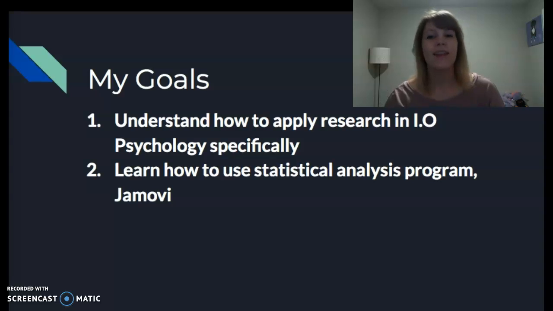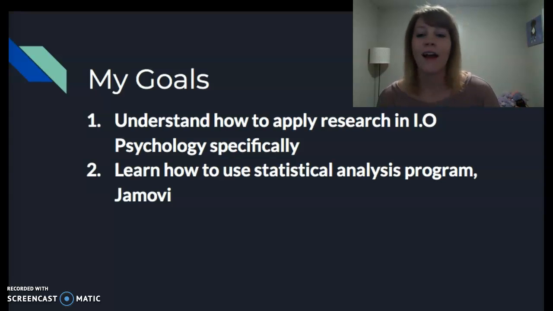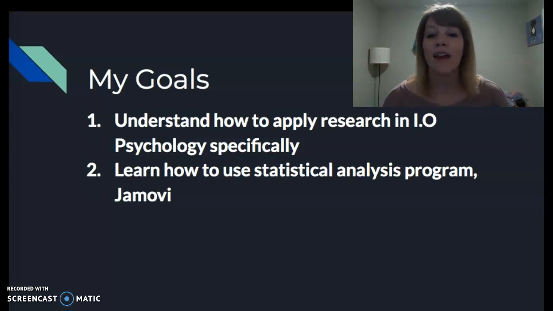I'm really excited to see how research and data analysis can be applied to training and development, personnel selection, and organizational surveys. My second goal is to learn how to use Jamovi. And if there's any other statistical program, I'd love to learn how to use that. Like I said, I haven't really had the opportunity to learn how to use any statistical programs, so I really look forward to learning how to use Jamovi.